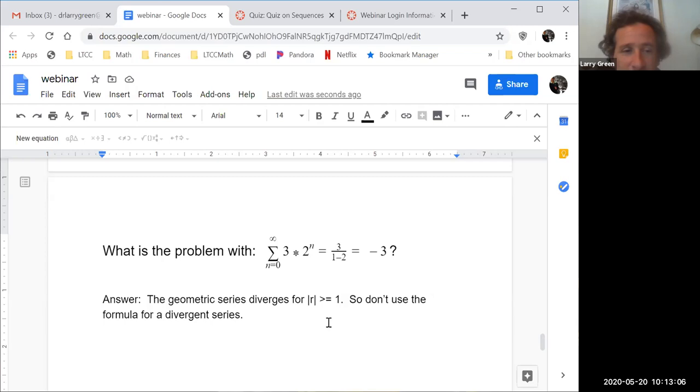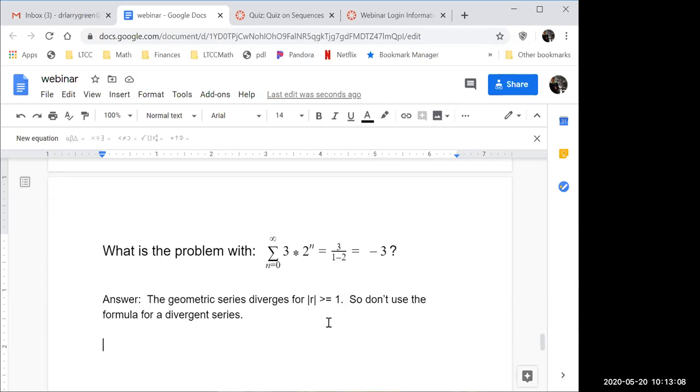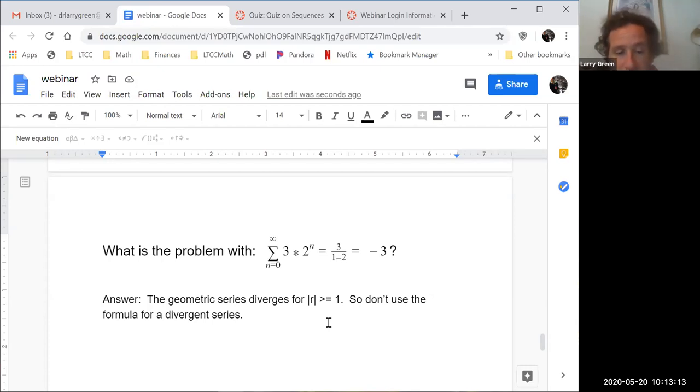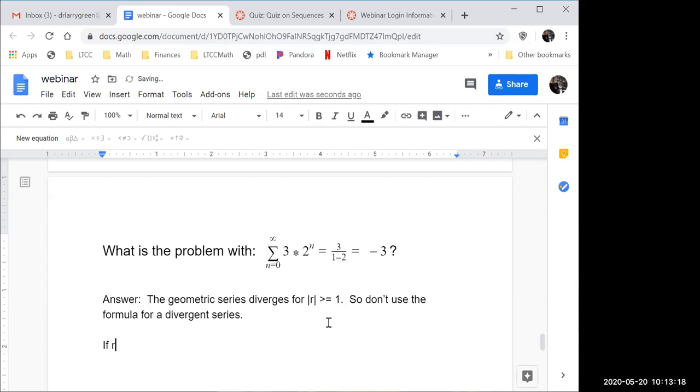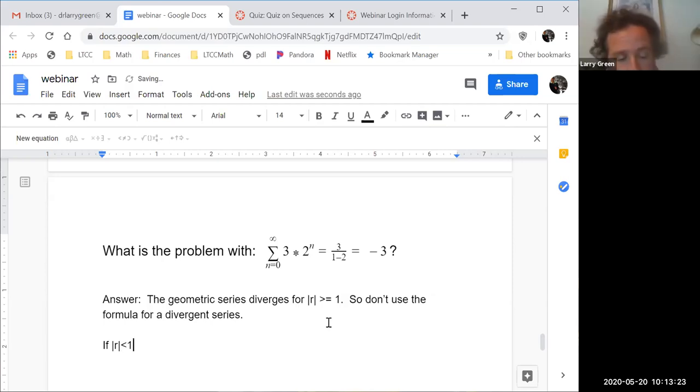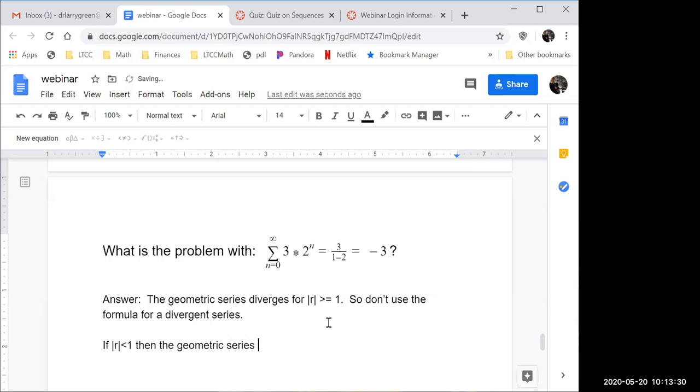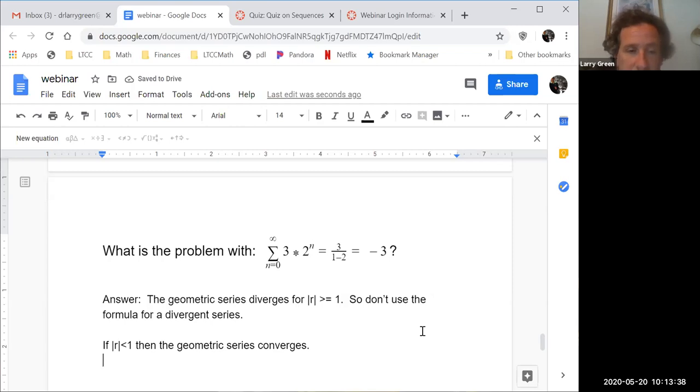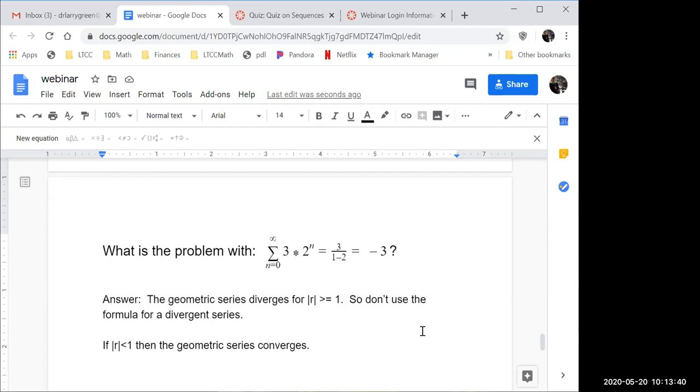Any questions at all on this kind of theorem, this answer about geometric series? And by the way, I should write it down, if r in absolute value is less than 1, then the geometric series converges. Okay, and that's always true. Any questions on that?